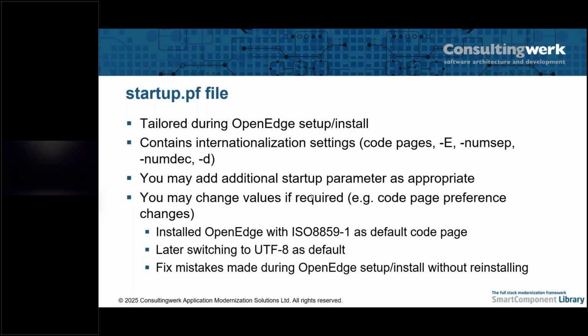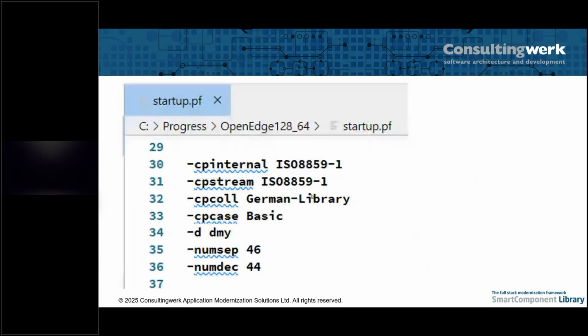You can change them. So if you made a mistake in picking a wrong code page during your OpenEdge installation, or your default for the code page has changed, you started with using ISO Latin 1 as a code page, and later your default changed to UTF-8 or whatsoever, you can just make changes in the startup PF file in the OpenEdge install directory, and that means you don't have to reinstall OpenEdge when some of those settings change.